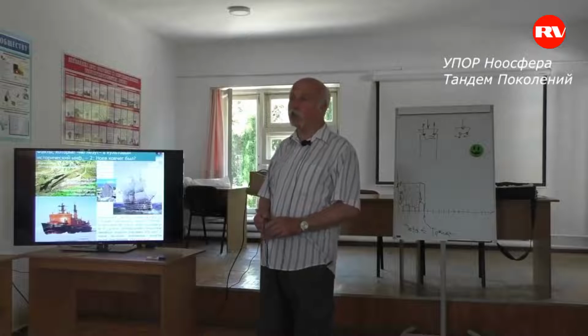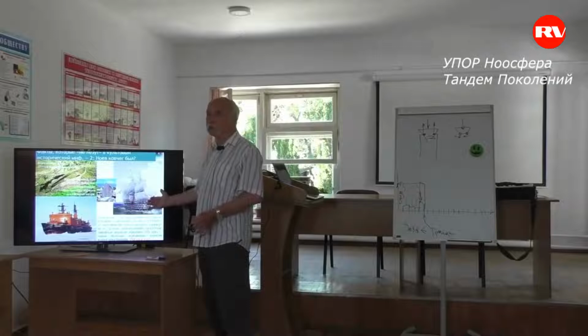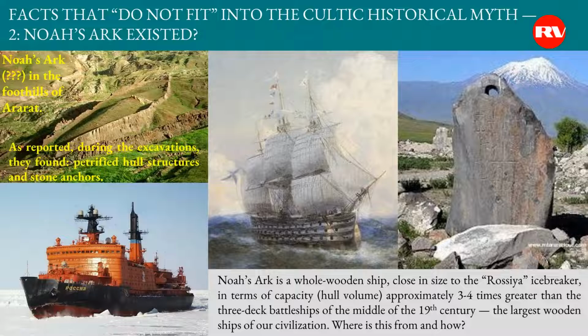The largest wooden ships built by our civilization look like this. This is the 130-cannon, 3-deck battleship Twelve Apostles, a fragment of the painting by Aivazovsky. Its dimensions: the length is slightly less than 70 meters, that is, half the size of the ark. The width, about 18 meters, also about half the size of the ark, and the hull is also lower than the hull of the ark.